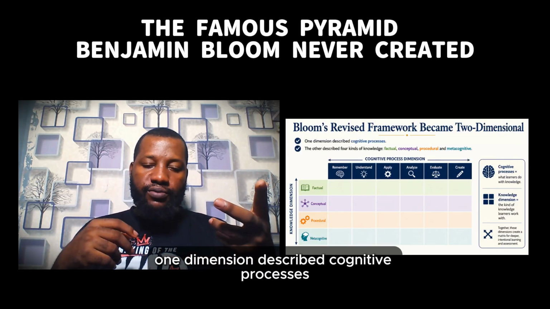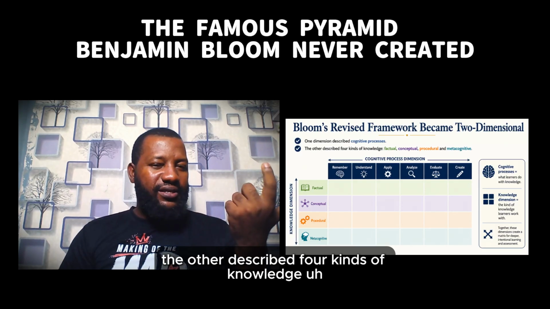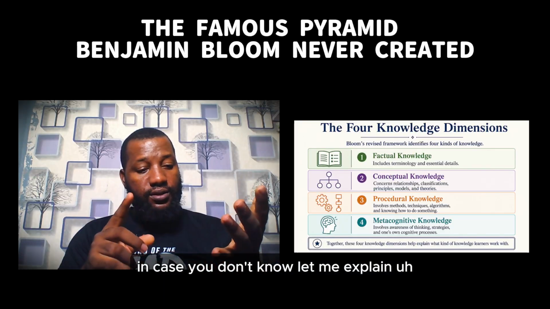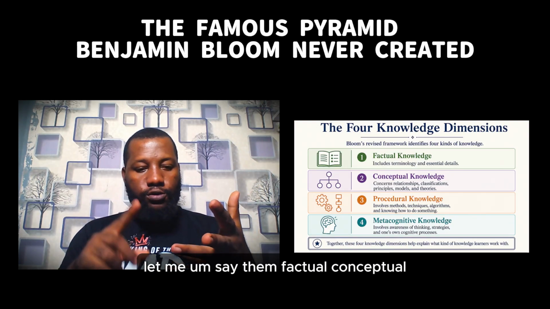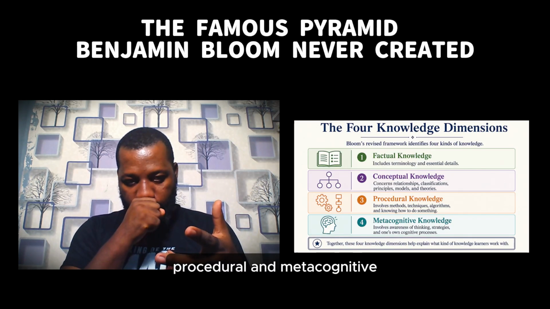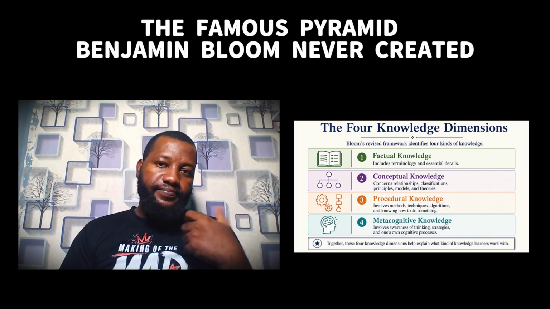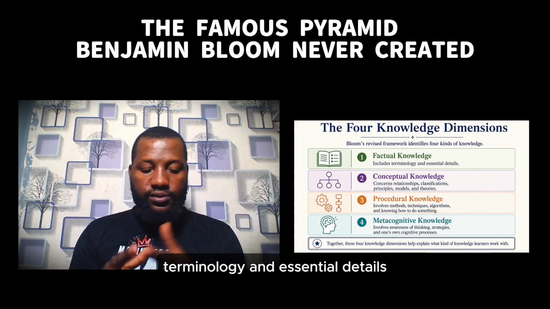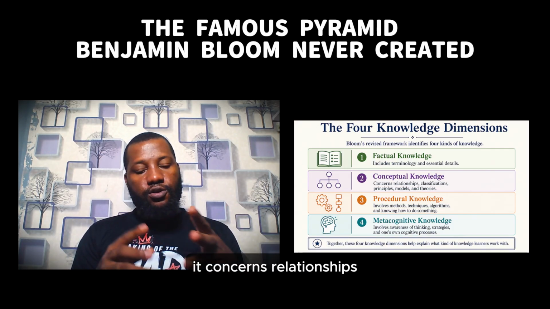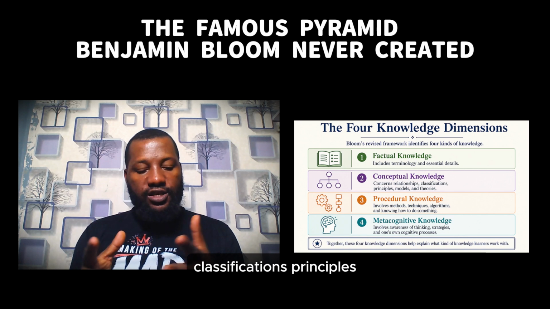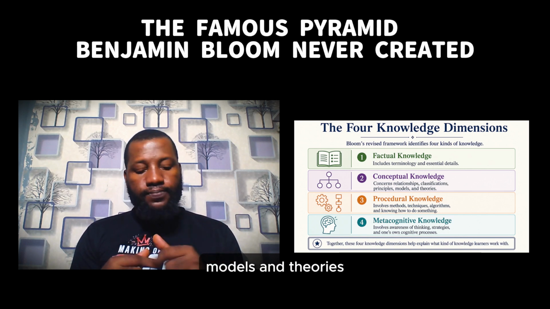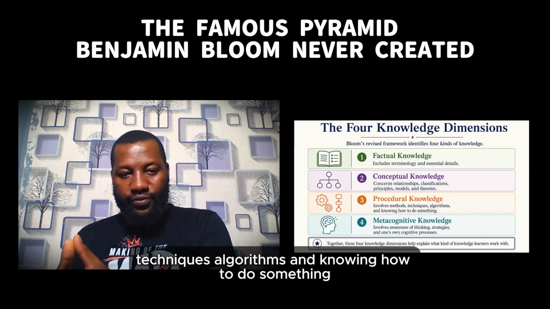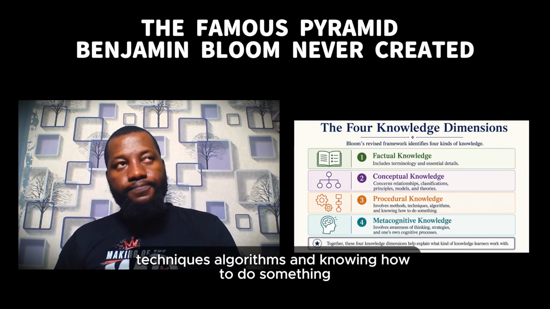One dimension described cognitive processes, the other described four kinds of knowledge. In case you don't know, let me explain. Let me say them: factual, conceptual, procedural, and metacognitive. I'm going to explain them. Now, factual knowledge includes terminology and essential details. Conceptual knowledge concerns relationships, classifications, principles, models, and theories. Then procedural knowledge involves methods, techniques, algorithms, and knowing how to do something.